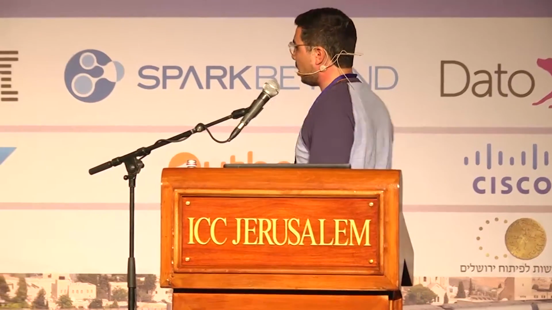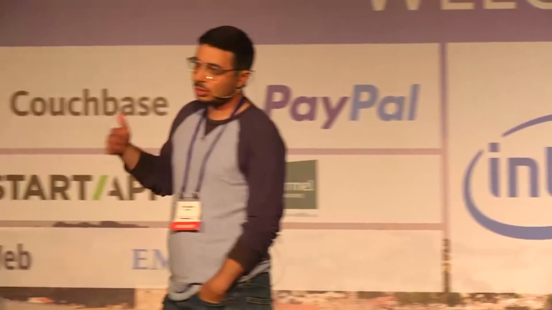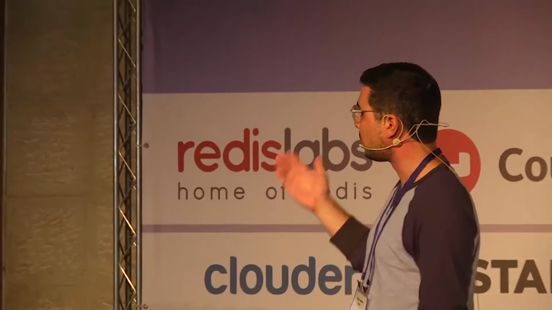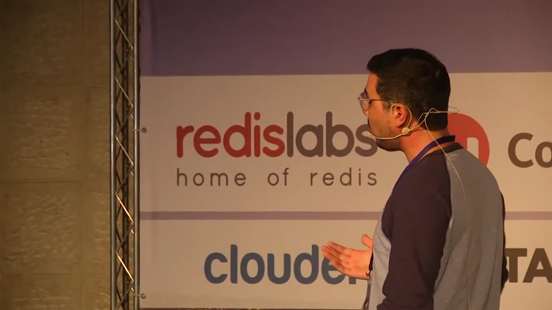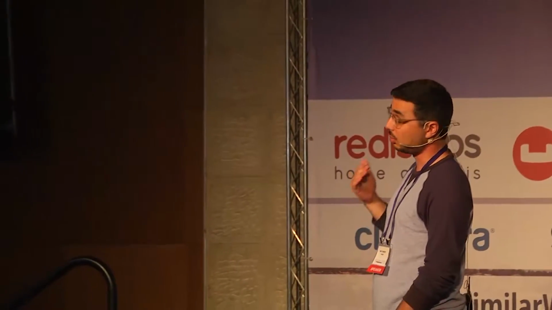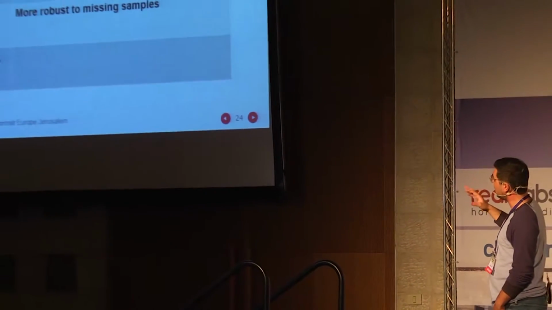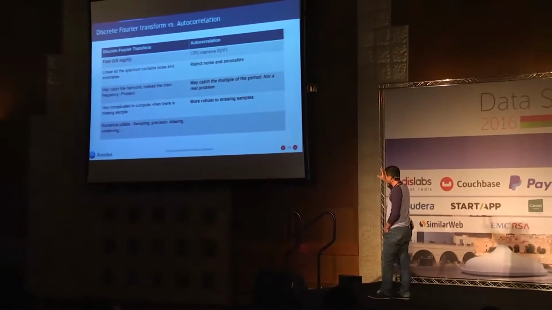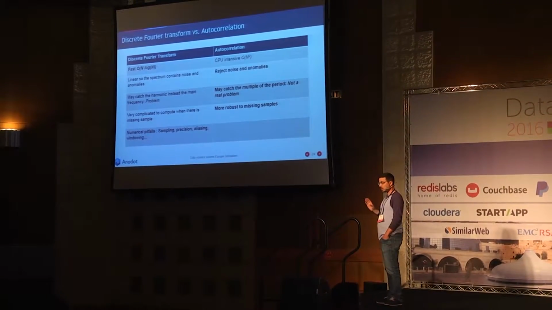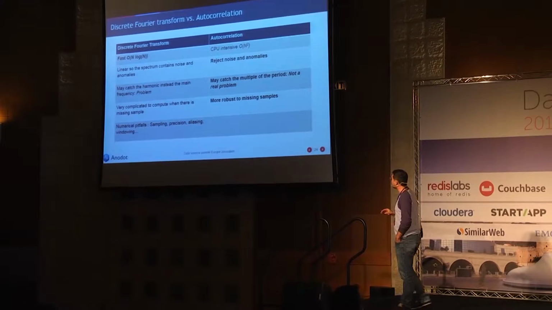So if we summarize the advantages and the pros and cons of each kind of algorithm, we can see that first, for the Fourier transform, the main algorithm is called the fast Fourier transform, FFT. And fast means that the standard algorithm is n log n, which is more or less enough for big data scale. Autocorrelation, on the other hand, is n square. I will explain why. It's n square. So clearly, in this case, Fourier transform is better.